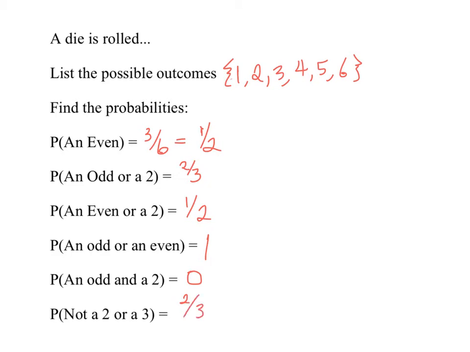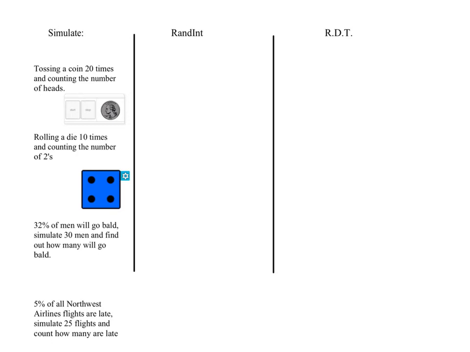All right, let's look at some simulations. So tossing a coin. I want to simulate tossing a coin 20 times and counting the number of heads. Okay, so if I was going to do that on my calculator, I'd probably just say, all right, randint 1, 2, 20. And then I would just assign. I'd say if I see a 1, it's heads. If I see a 2, it's tails.